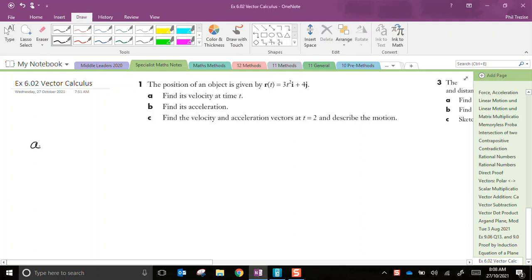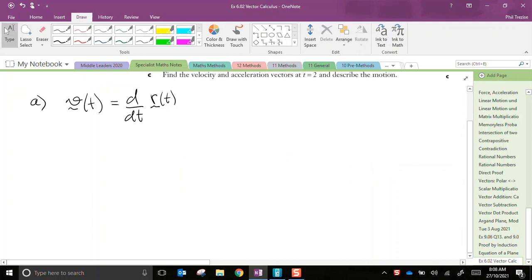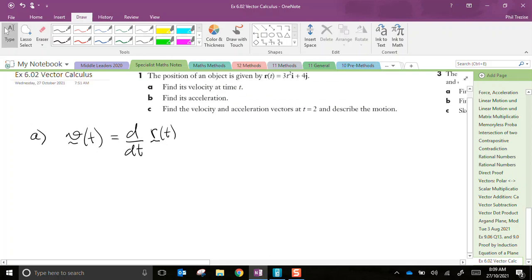So for part A, we will note that the velocity of a particle as a function of time is the time derivative of its position vector. Now, sometimes you'll see that denoted, instead of velocity, as r dot. R dot is just a shorthand way of saying the first derivative. I don't really like that notation. I think it's too easy to mistake a single dot for something else.